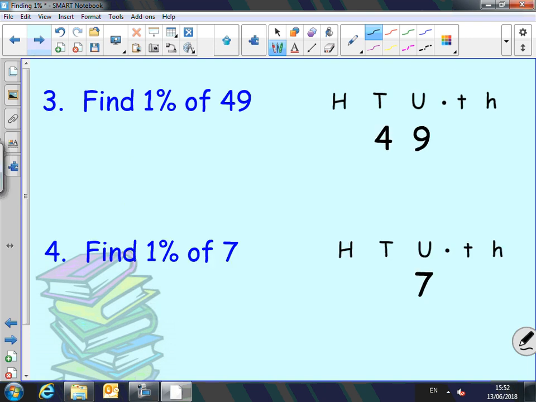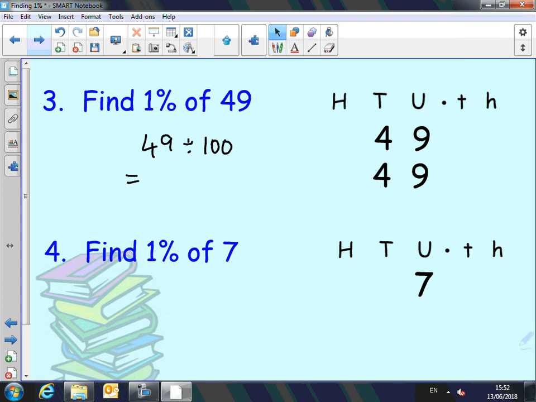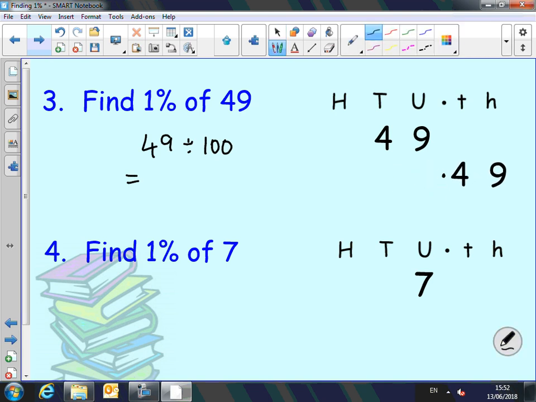Now your last 2 examples, you had 1% of 49. So we'll take a 49, and what we're going to do is we're going to divide by 100. When we divide by 100, hopefully you moved everything 2 places to the right. 1, 2, and you should have put a 0 under our units column. So 49 divided by 100, 1% of 49 is indeed 0.49.